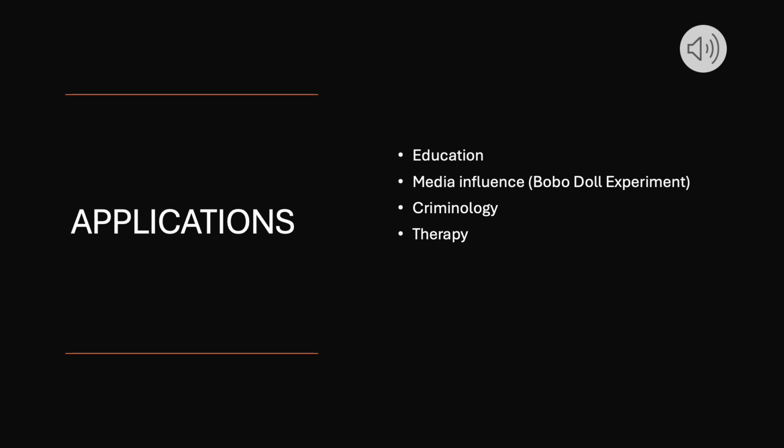The social learning theory helps explain media influence as well, as demonstrated in Bandura's famous Bobo doll experiment, which showed how children replicate aggression after watching it. And then we have criminology, and the theory explains how deviant behaviors are learned through social interactions. And lastly, therapy. It informs interventions such as modeling and role-playing to teach new skills and behaviors.